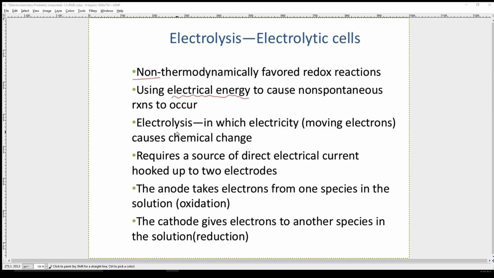So it's also called electrolysis. Electrolysis is when electricity causes a chemical change. It requires a source of direct electrical current hooked up to the two electrodes. So if you have your two electrodes in here, and they're connected, you need to have some sort of something over here. That has to be a source of electrical current.